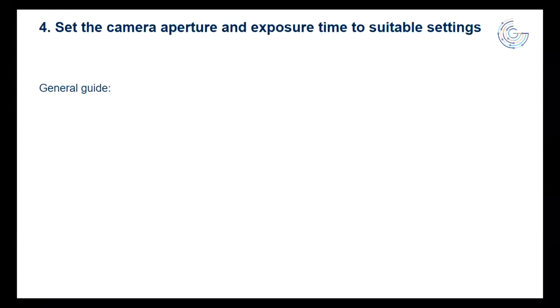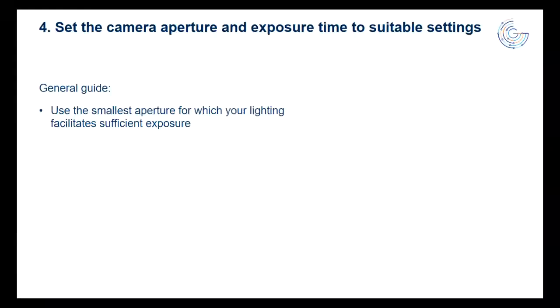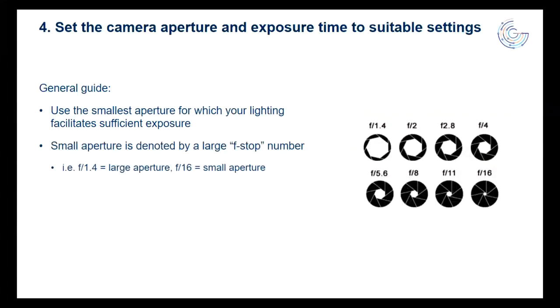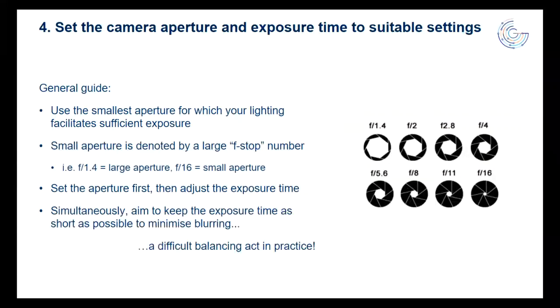So we've got our camera in position, we've got some nice lighting. Now we need to work out the appropriate settings for the camera. And my general approach is to find the smallest aperture for which the lighting facilitates sufficient exposure. So slightly curiously, a big number on the aperture means a small aperture in reality, right? So f1.4 is a very big aperture, f16 is very small. We want the smallest possible aperture, so the biggest f-stop, in order to achieve good focus across the image, okay?